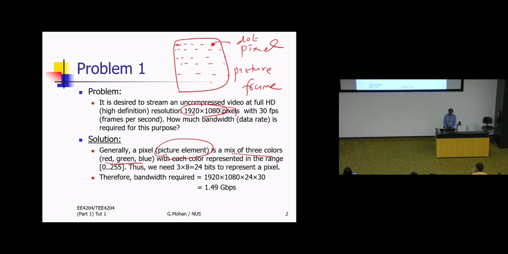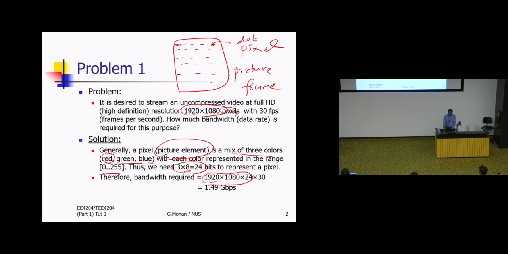So the convention is that each of these colors is represented as 1 byte. That means to represent the red intensity in the mixture, we use a number from 0 to 255. 0 may be the dark, okay? 255 may be the brightest possible, okay? Similarly, green needs another 8 bits, blue another 8 bits. So in total, we need 24 bits to represent one dot, okay? So to represent one picture frame, we need this many bits.